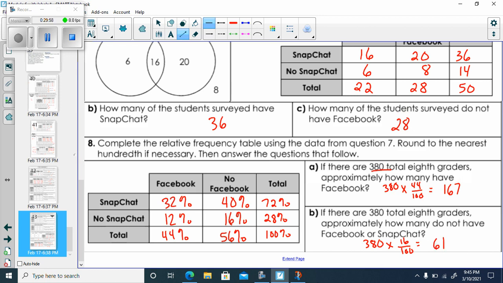Okay. Now we have handled two-way tables, which are usually used for survey information. And we've shown you how to use relative frequencies or percents to find data and talk about data.